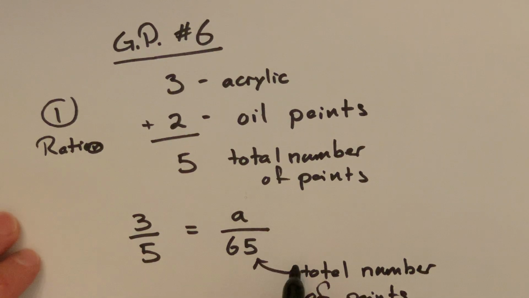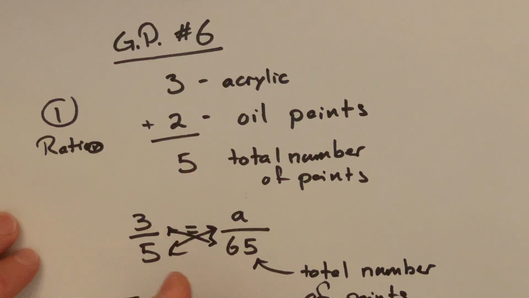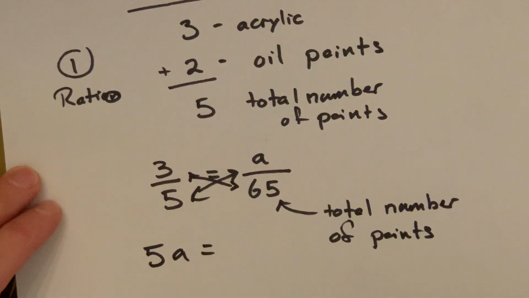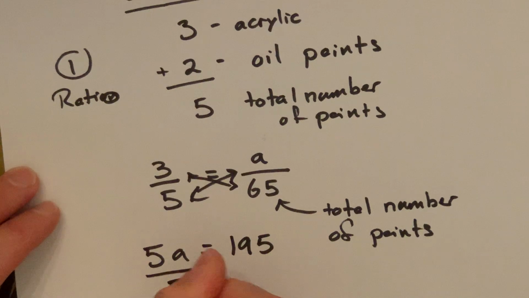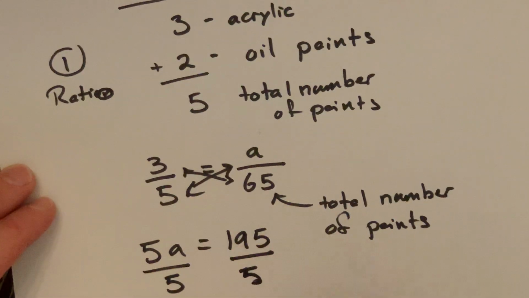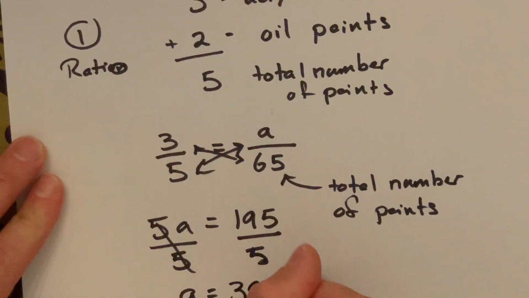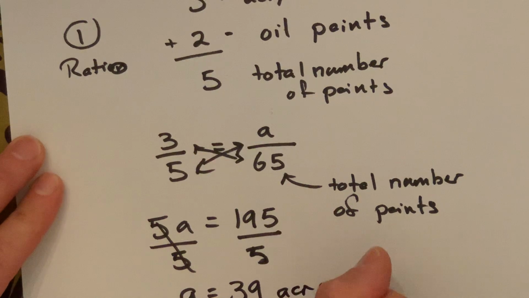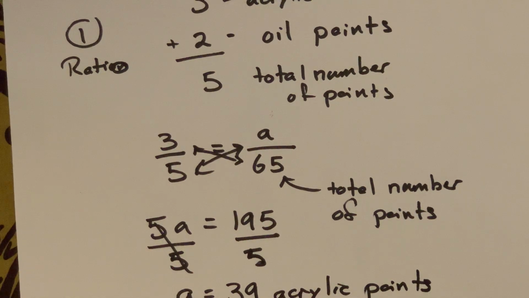So I finally got to my proportion: 3 is to 5 as A is to 65. Cross product time. So I've got 5A equals 3 times 65. I think that's 195. Time to solve for A. Divide by 5, divide by 5. And guess what, folks? That cancels out. 195 divided by 5 equals 39. So there's 39 acrylic paints total. So there you have it.